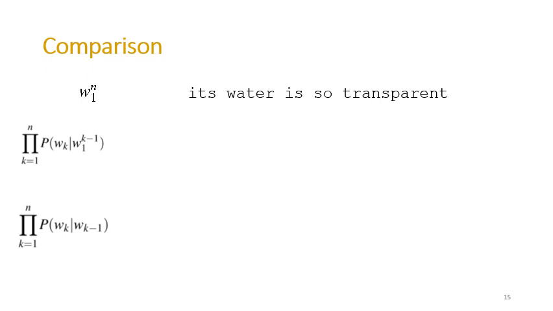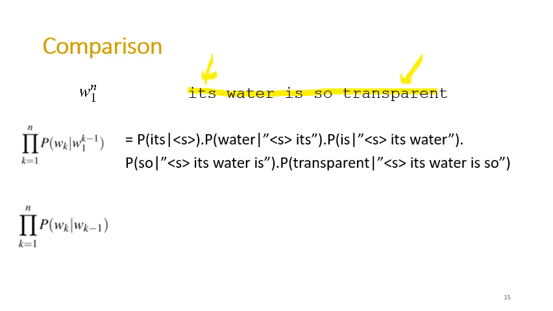We are given here a sequence of words: "its water is so transparent", from word 1 up to word n. So n is 5 in this case. This is what we should calculate without approximation. This symbol means the start of the sentence. Sometimes we put it at the start of the sentence such that we can say the first word is the first word in the sentence given that we have the start symbol. And then the second word is water, given the history is the start symbol and its.